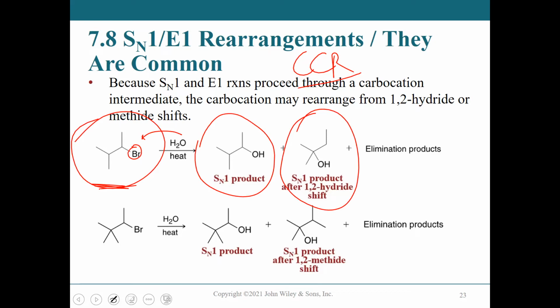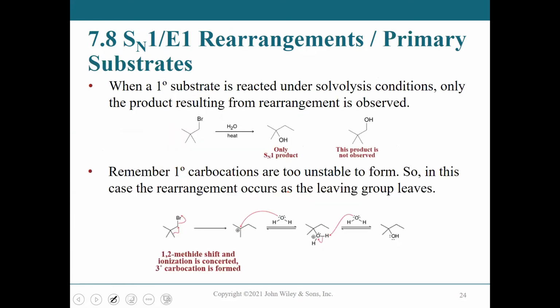They also noticed that in this particular case, another molecule rearranged. They observed a molecule that they were not expecting. Remember, primary carbocations are too unstable to form. So this kind of rearrangement occurs as the leaving group leaves. You have a primary substrate. I know that primary substrates don't really undergo SN1 reactions, but here they are making it do an SN1 reaction. That's kind of a contradiction for SN1, but let's see.